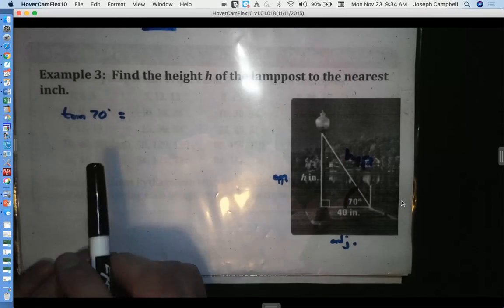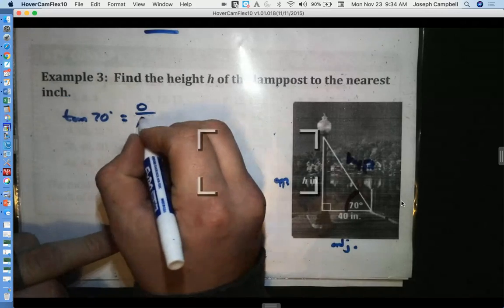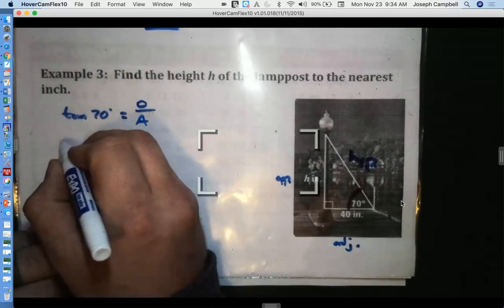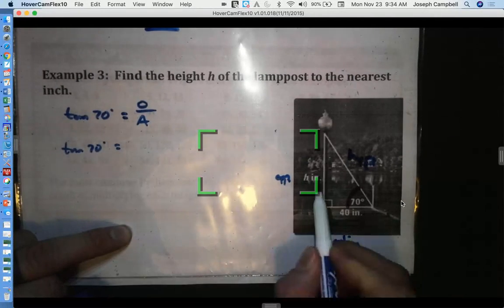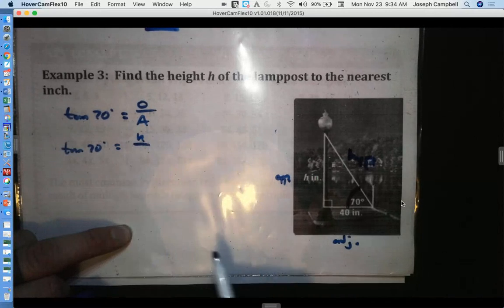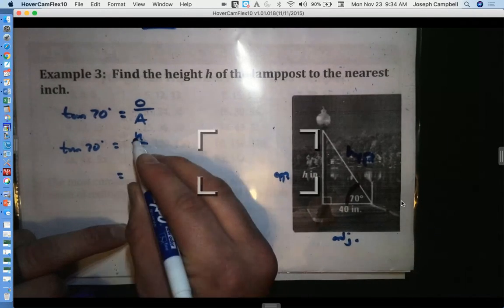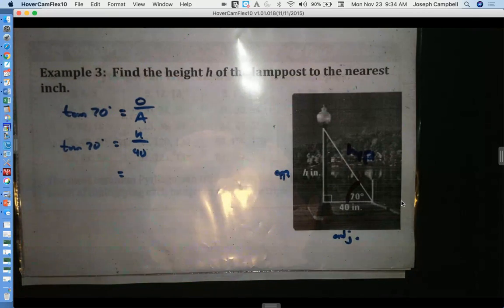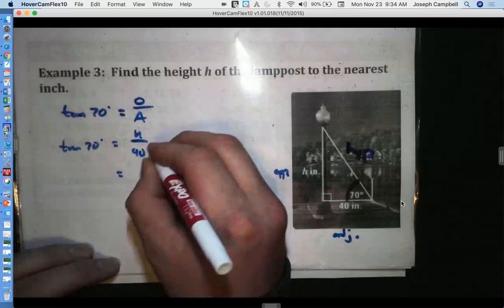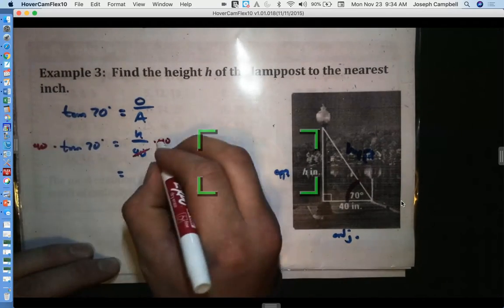So tangent of 70. Remember, tangent's the ratio of the opposite to the adjacent. Opposite is h. The adjacent side is 40. So let's solve for h, get h by itself. First thing I do is multiply both sides by what I want to go away from the denominator, so that'd be 40. That will cancel, right?